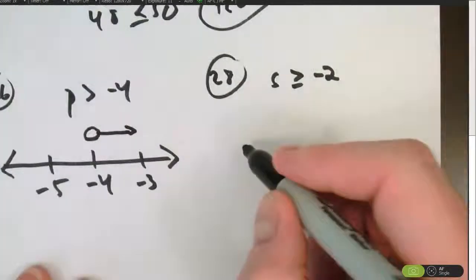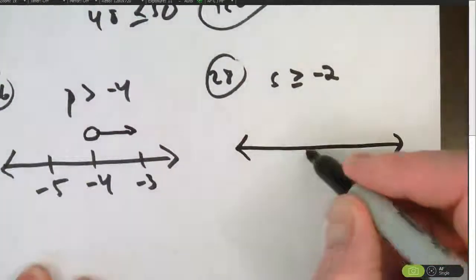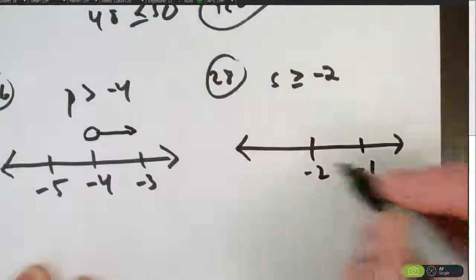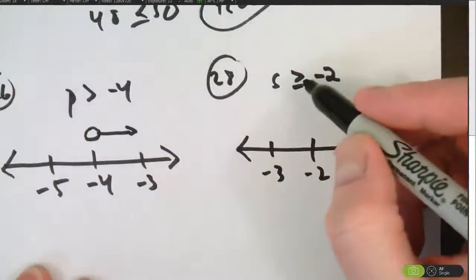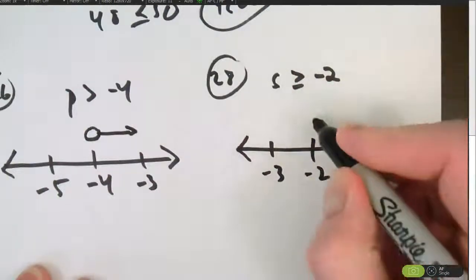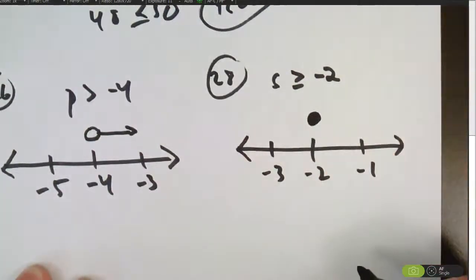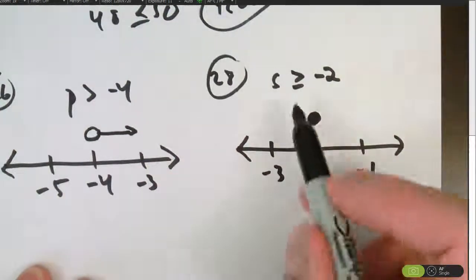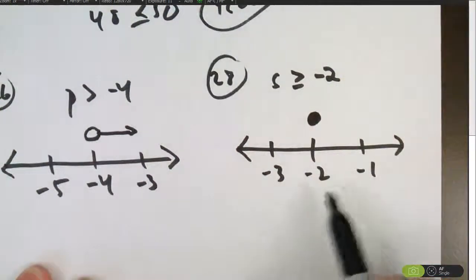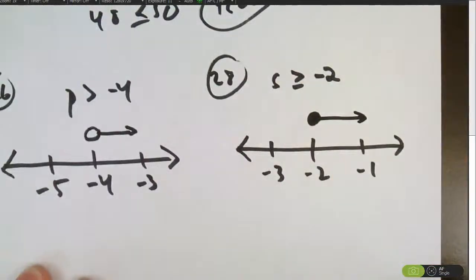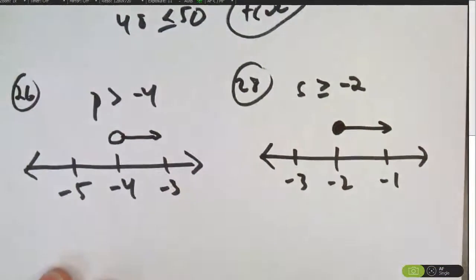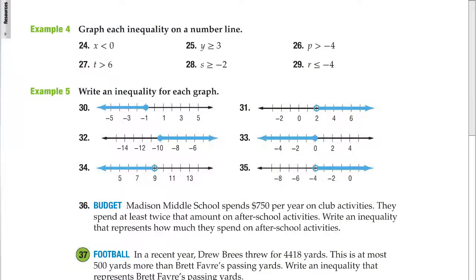On 28, same thing. Put -2 in the middle. To the right of it is -1, and to the left of it is -3. This time I want S to be greater than or equal to -2, so I want to include it. So I want a solid circle on -2. And then S is bigger than -2, so which one's bigger than -2? -1 or -3? -1 is. So there we go. That's what you do for all of 24 through 29.